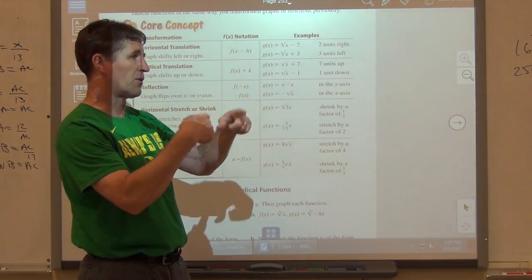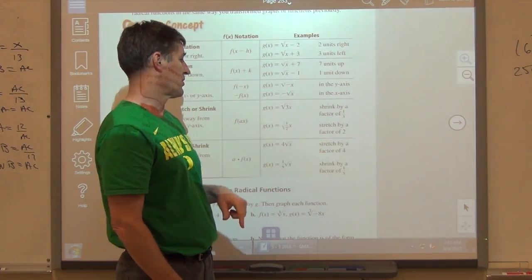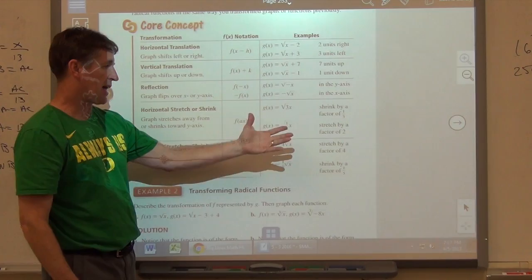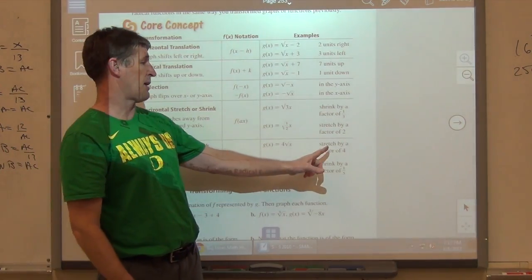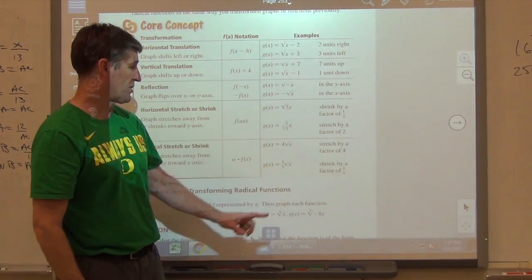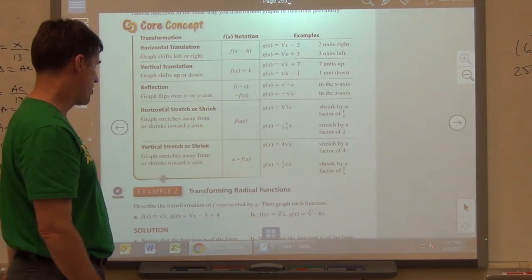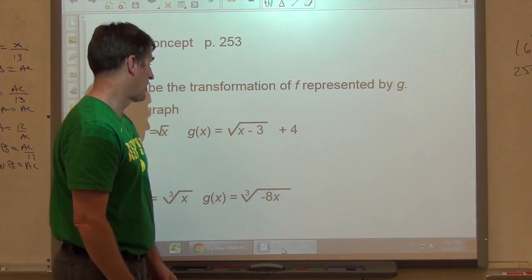And 1/2, again, the reciprocal of that would be 2, and so it would be a horizontal stretch by a factor of 2. If it's outside, then it is what it says it is. So 5 times 4 is a vertical stretch of 4, and 1/5 would be a vertical shrink of 1/5. So there's nothing new on that. It's what we've done before.